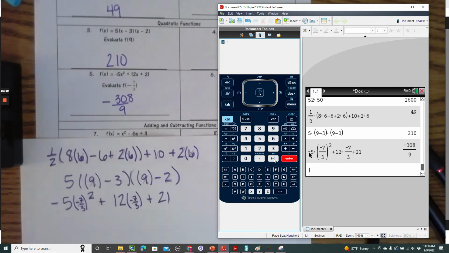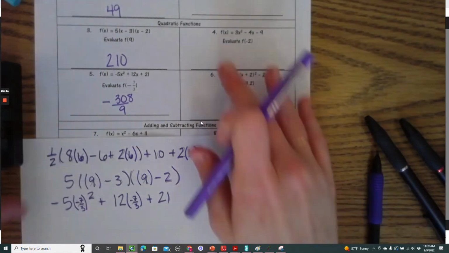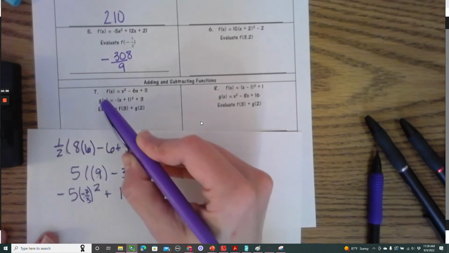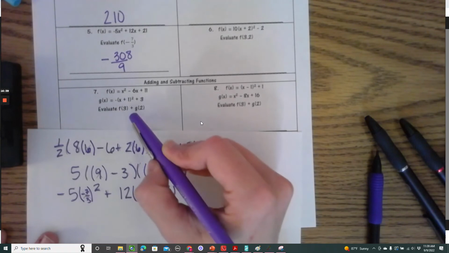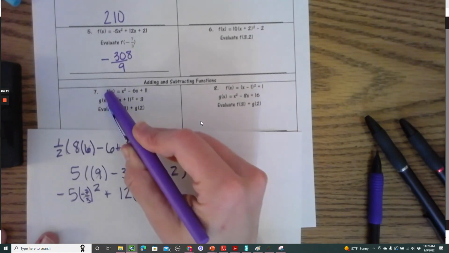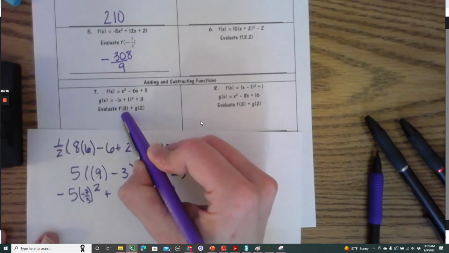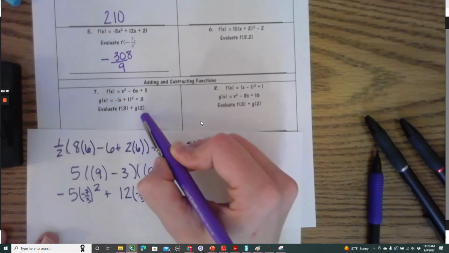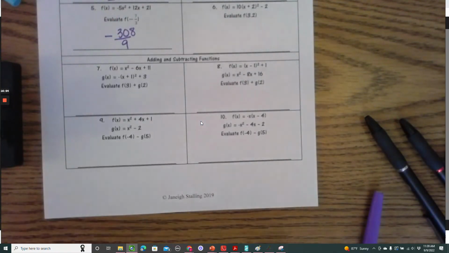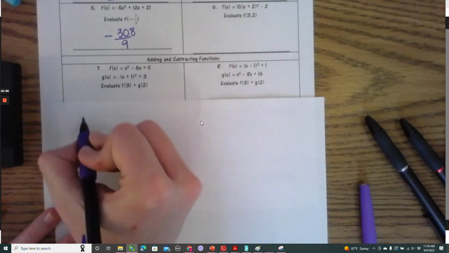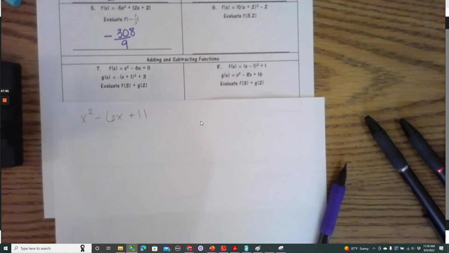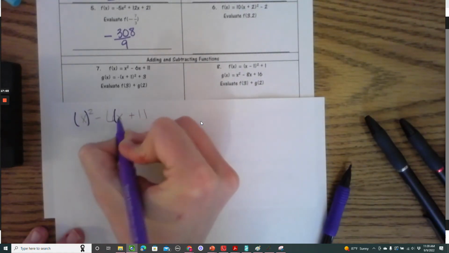All right. Now, number 7, you've got 2 functions, and here's where the function names are important. I've got f of x and I've got g of x. And then it says f of 3 plus g of 2. That means the x's in the f function are going to become a 3. The x's in the g function are going to become a 2. You have to match the function up with the right name. So f of x is x squared minus 6x plus 11. Each x gets its own special set.